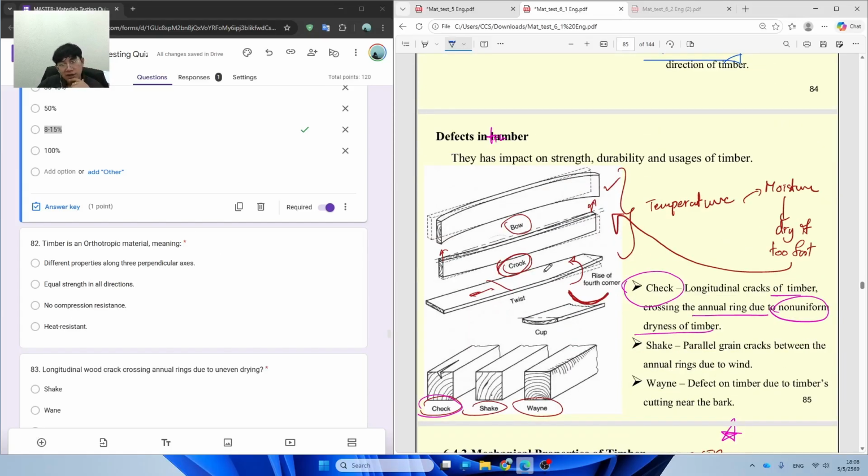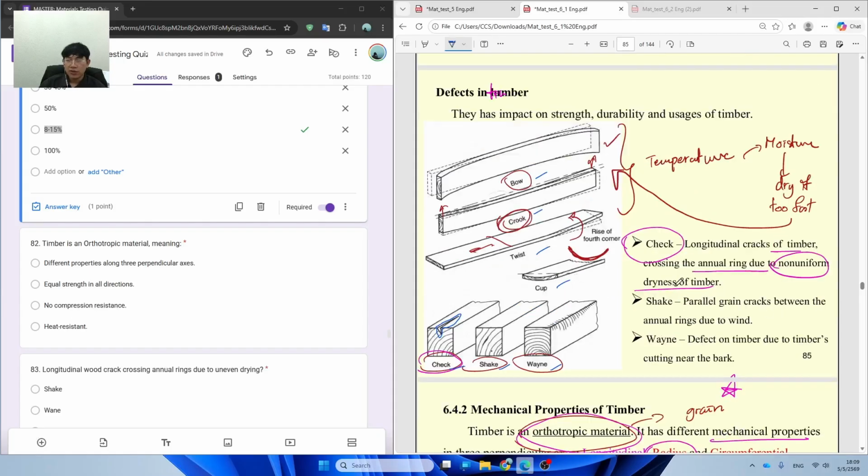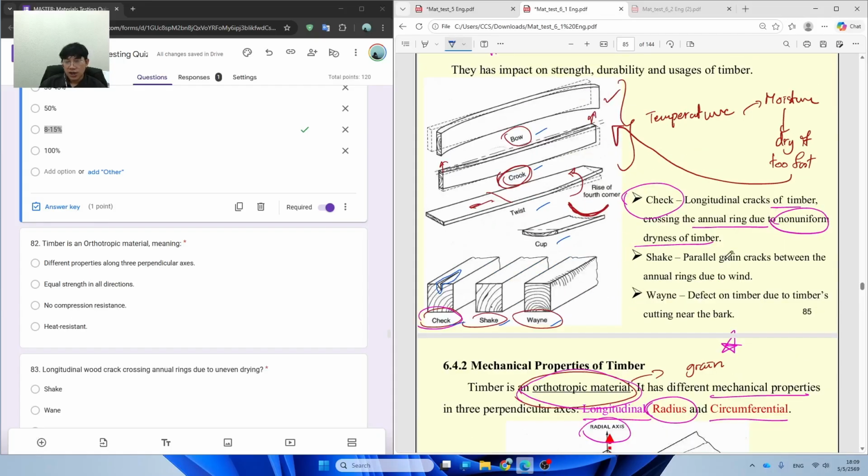And if you look at the defects of the timbers, we divide the defects into 7 main defects, such as bow, crook, twist, cup, check, shake, and wane. So the check, basically, is the defect across the annual rings, according to the dryness of the timbers. And the shake is going to be the crack in the annual ring like this.